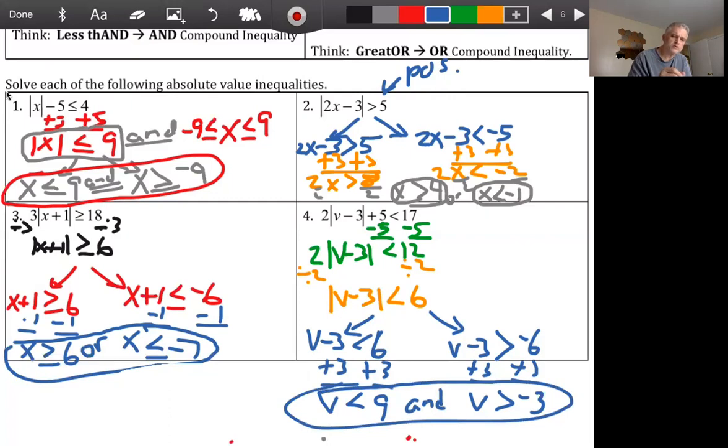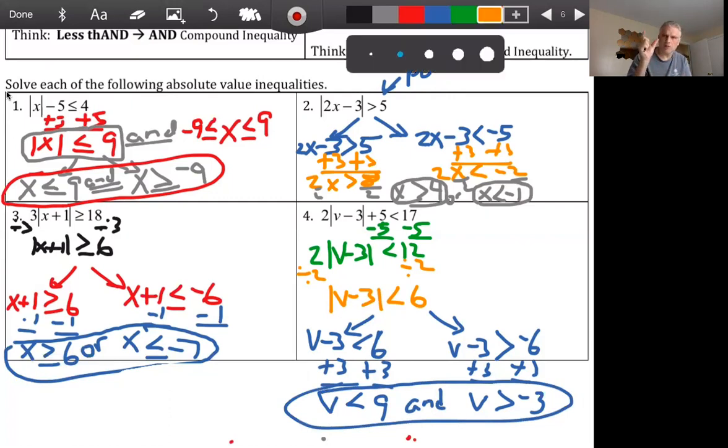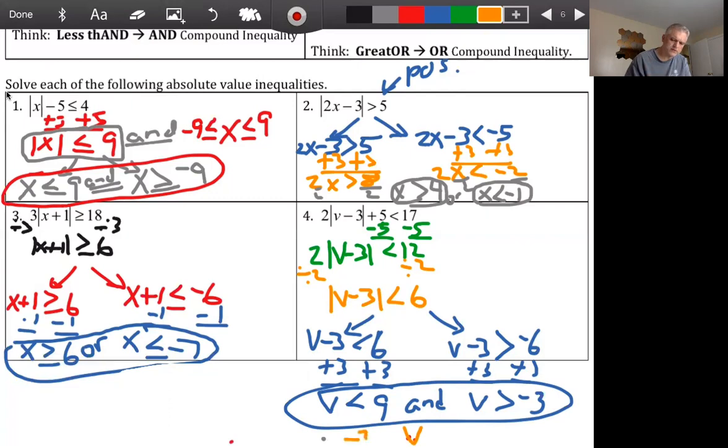Or you could make this a compound inequality by saying V, now take the smaller one, put it on the left, negative 3. Okay, now these don't have or equal to's in them, so we're not going to put the line underneath. And then take the bigger one, put it on the right. Boom. So that is also a great way to write it. Those are both correct. We're done.